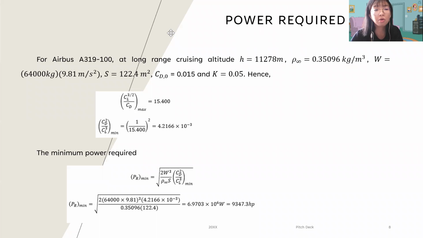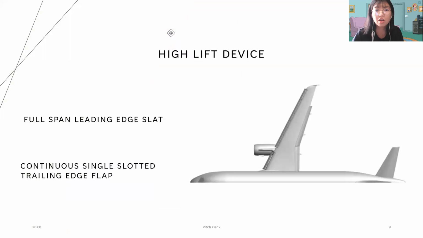The next is power required. The minimum power required for A319 is around 9,000 horsepower. So what is the high lift device for A319? A319 has full span leading edge slats. It also has continuous single slot trailing edge flaps.